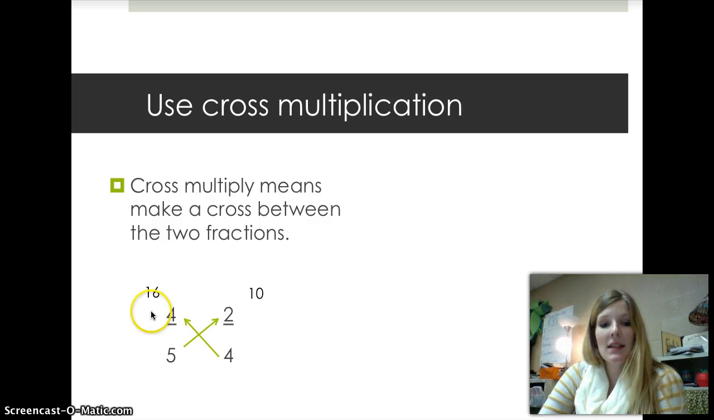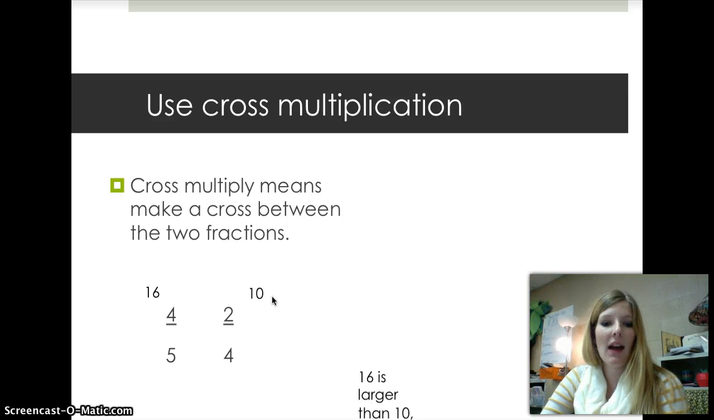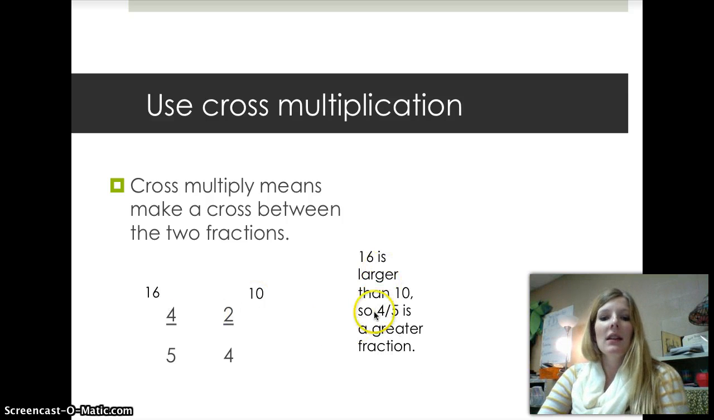Now you just need to look and see which is bigger, 16 or 10. And this proves that our last picture was correct, that 4/5 is the greater fraction. So then we draw the appropriate symbol.